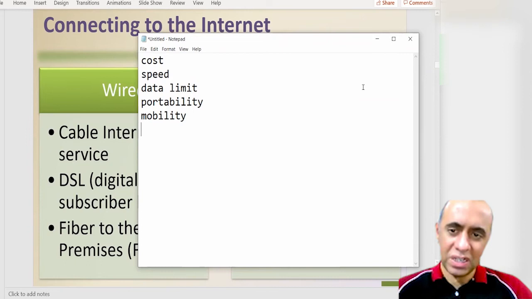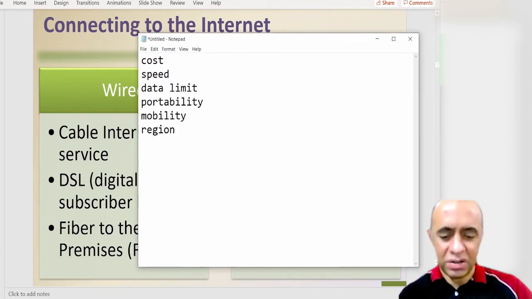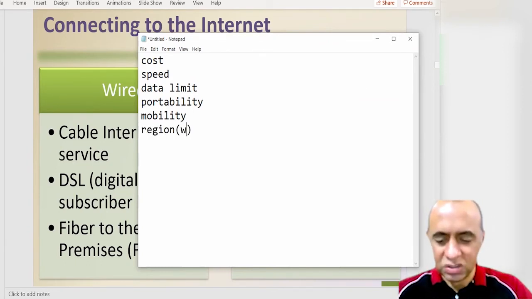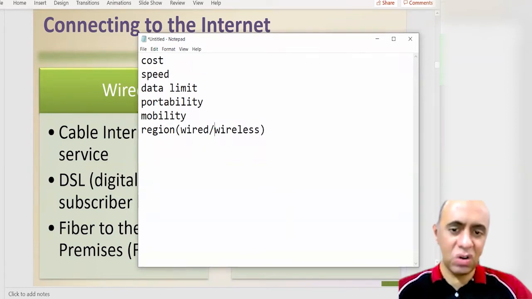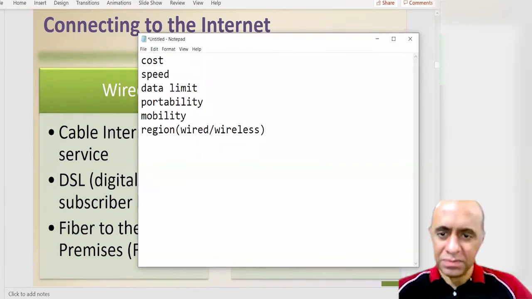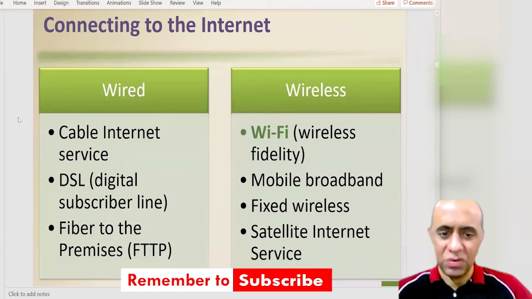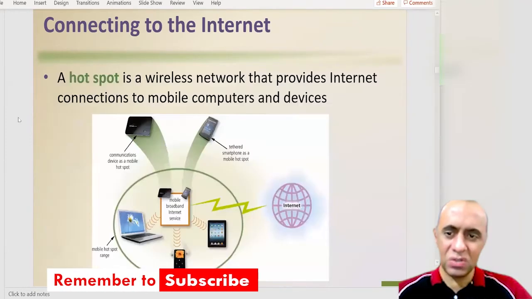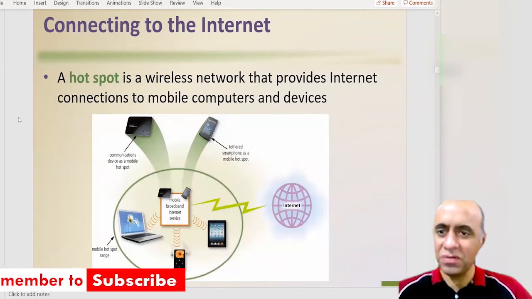There could be other factors like region. Region also dictates whether you should go for wired or wireless. For example, in Pakistan, wired connections always have problems because it's a developing country. All the time you see there are new constructions happening. So these are different factors that you need to consider while making a wise decision to purchase a subscription for different types of internet connections.